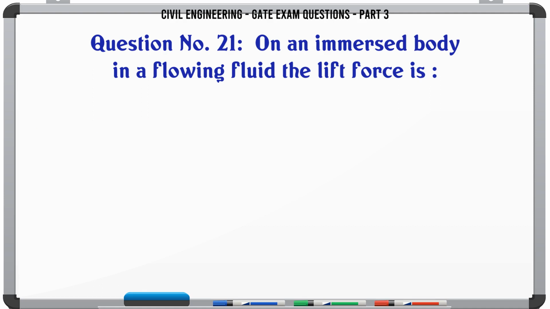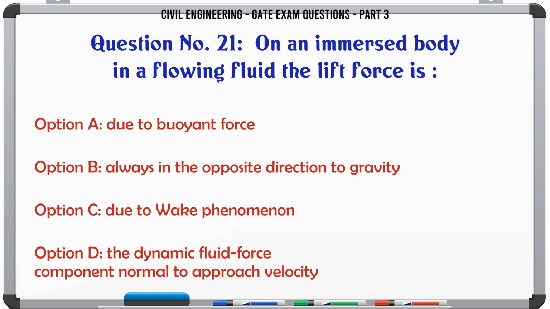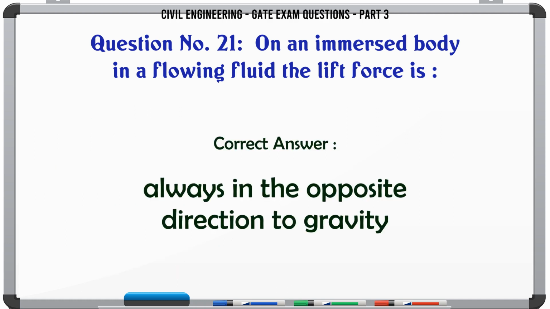On an immersed body in a flowing fluid, the lift force is: A, due to buoyant force; B, always in the opposite direction to gravity; C, due to wake phenomenon; D, the dynamic fluid force component normal to approach velocity. The correct answer is the dynamic fluid force component normal to approach velocity.